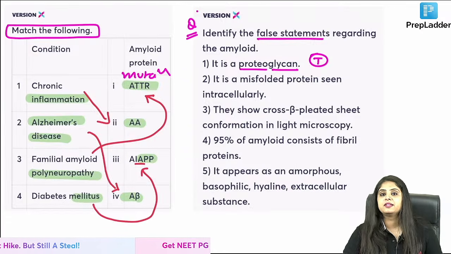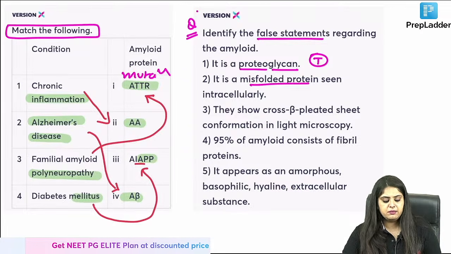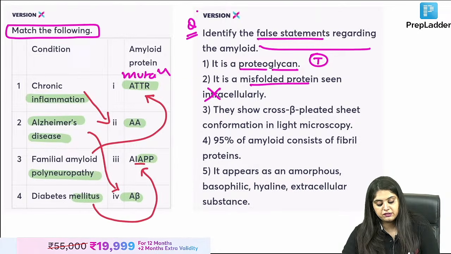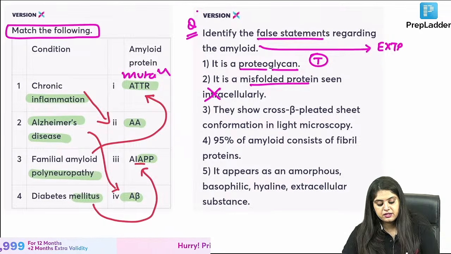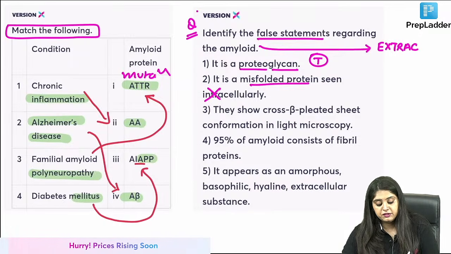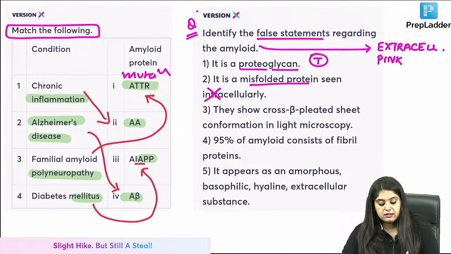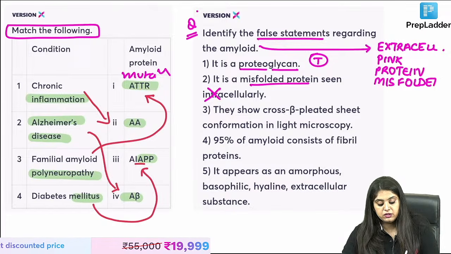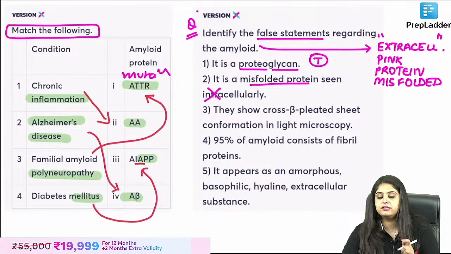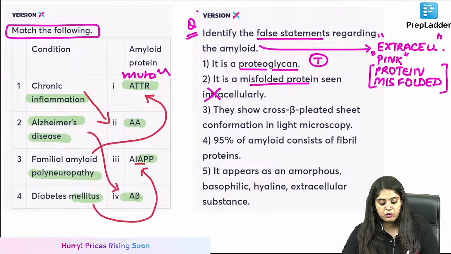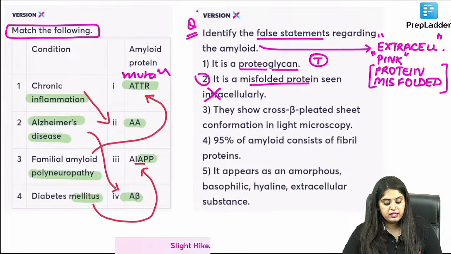That was fine. It is a misfolded protein, I agree, but does amyloid deposit intracellularly? The definition of amyloid I want to ask you. It is an extracellular pink color protein, and that too not a normal protein, it is a misfolded protein. Remember this whole phrase. Where is it present? Outside the cells. How does it look? Proteins are always pink in color, and what kind of a protein? Misfolded. So intracellular is wrong.